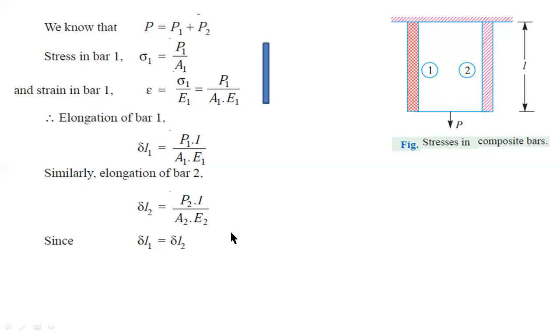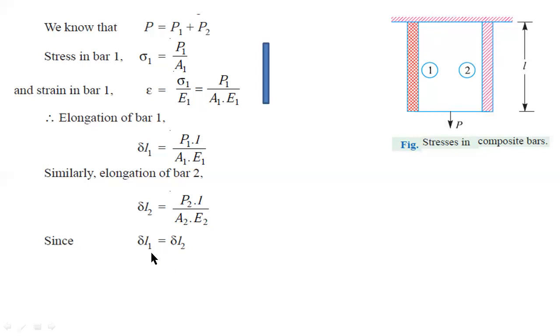Already we discussed in the previous slide that in compound or composite bars, the stress or the strain or deformation produced in each bar is the same. Deformation means a change in length or change in diameter. So from the definition of composite bars, the strain or change in length in each bar is the same. That's why the strain in bar 1 equals the strain in bar 2. This is the relation from the composite bars definition.